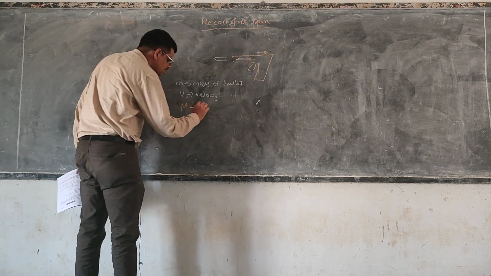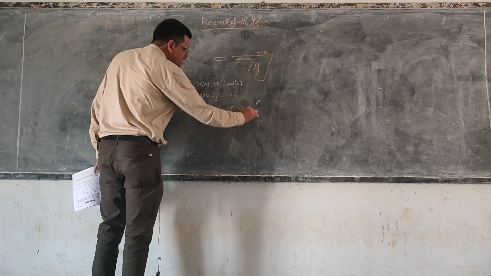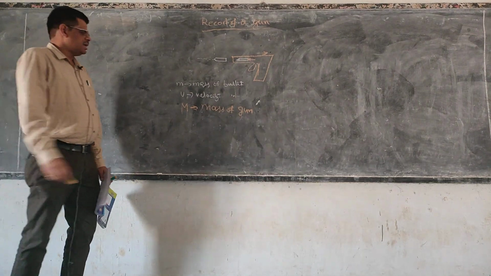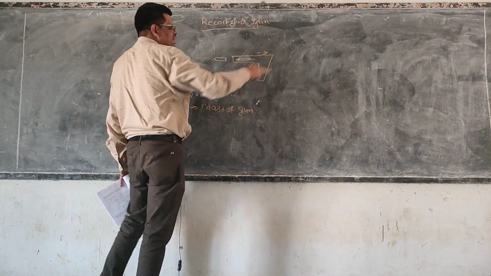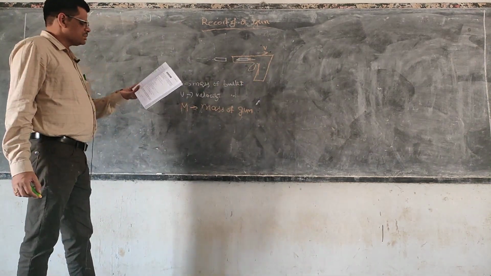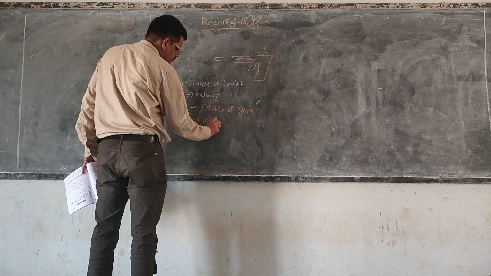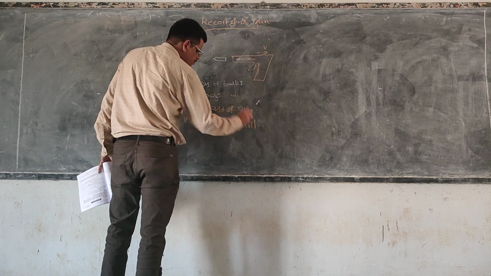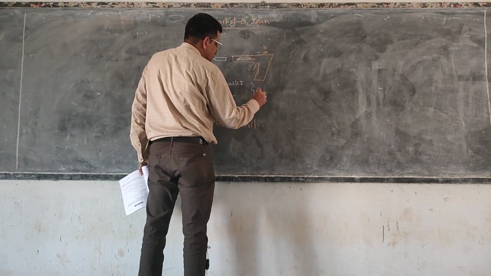What is capital M? Mass of the gun, not the bullet. Small m is the mass of the bullet, and capital M is the mass of the gun. Now, due to the recoil of the gun, it is moving with a velocity of V, for example. So this is the velocity of recoil. Now, what is the momentum of the bullet?